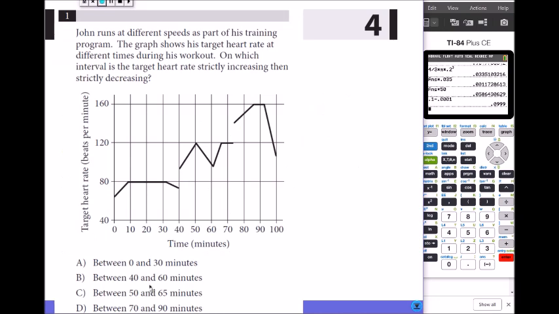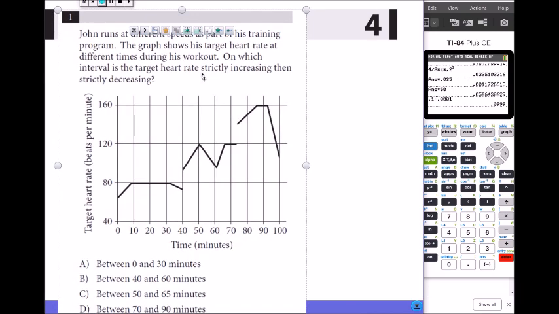So number 1, John runs at different speeds as part of his training program. The graph shows his target heart rate at different times during this workout. On which interval is the target heart rate strictly increasing, then decreasing? So that means we are looking for the region where the graph goes up and down. So 0 to 30 goes up and stays steady. 40 to 60, it goes up and down. So probably B. But let's go ahead and double check with the other answers.